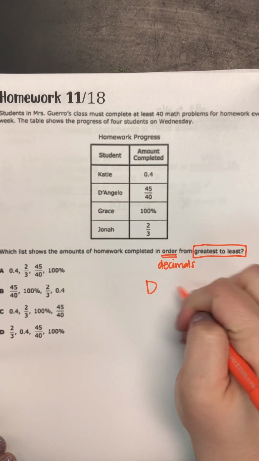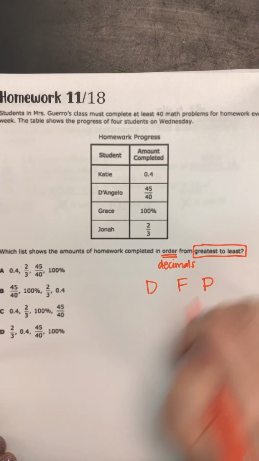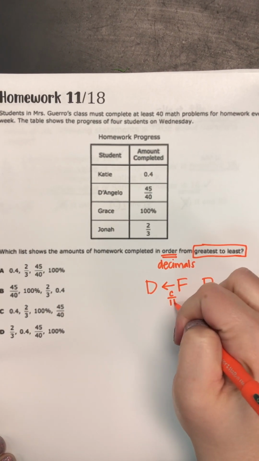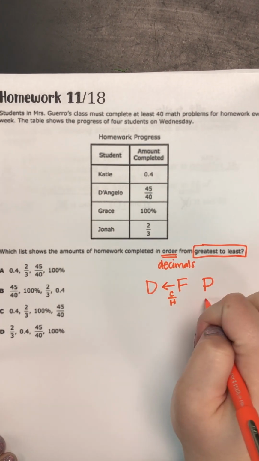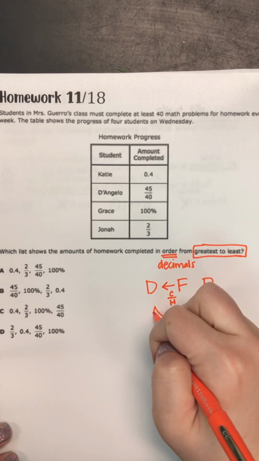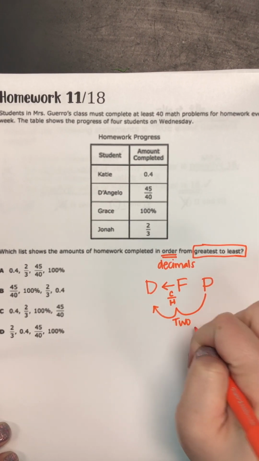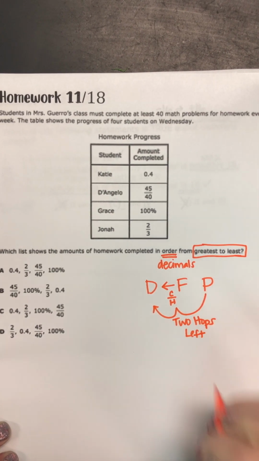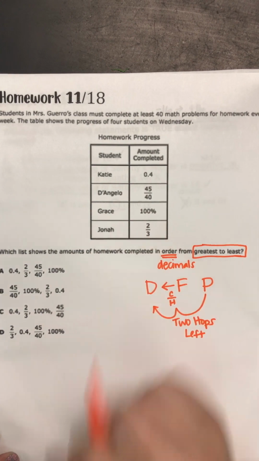So remember, we have decimal, fraction, and percent. And so if we're doing a fraction, we're just going to cowboy and horse. Okay, if we're moving a percent, we're going to do 2 hops to the left. Okay, so let's turn all of these into decimals.